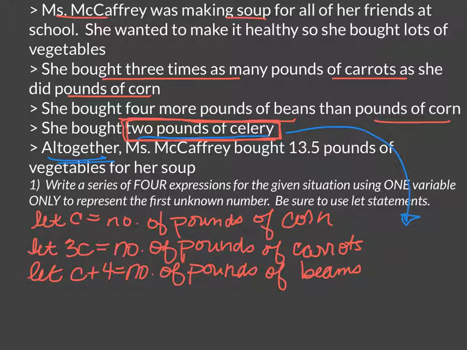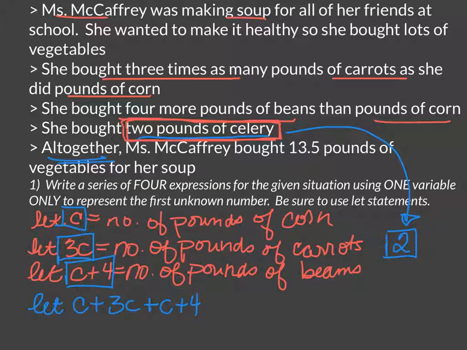Okay? So again, how do I find a total? I add together everything that I have. So I have C pounds of corn, 3C pounds of carrots, and 2 pounds of celery. So that's going to be my last let statement. I'm going to have let C plus 3C plus C plus 4 plus the 2 for the celery equal the total pounds of vegetables. I hope Miss McCaffrey has a really big pot.